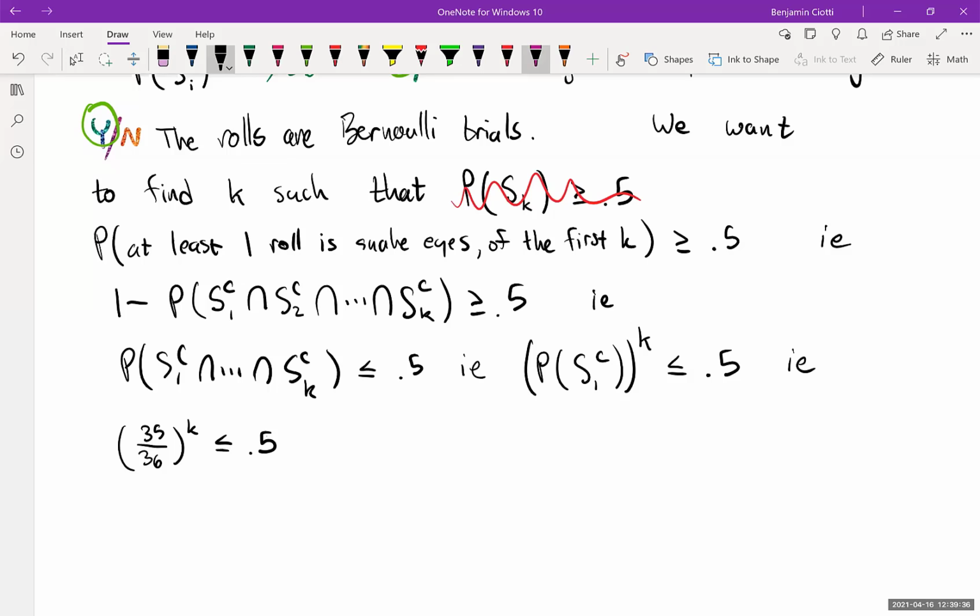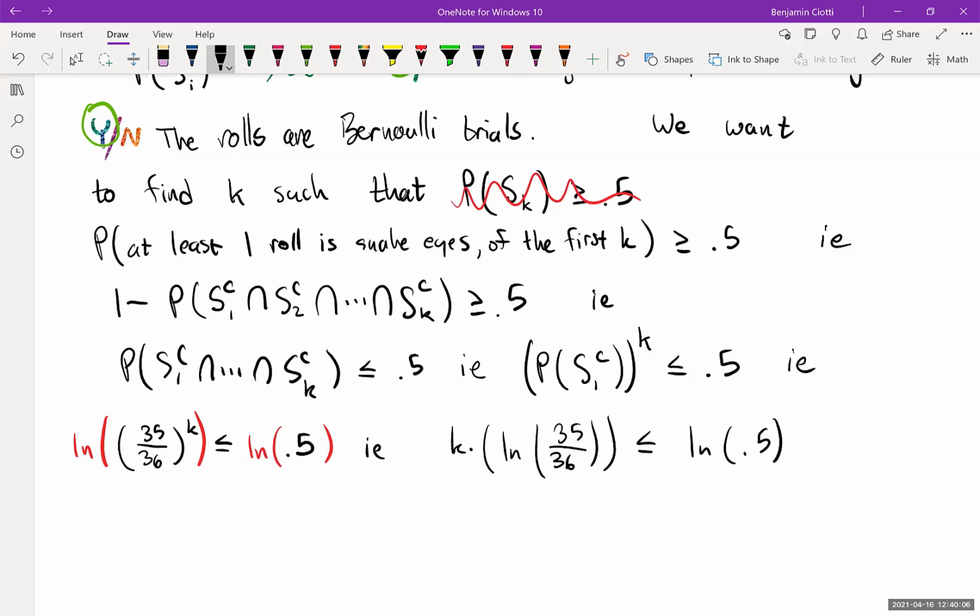So here's how you would solve this. Well, you would take logs. Which log is up to you. I think I'll just use the natural log. So let's just take the natural log of both sides. So ln of this is ln of this, i.e. k times ln of 35 over 36. It's less than or equal to ln of 0.5.